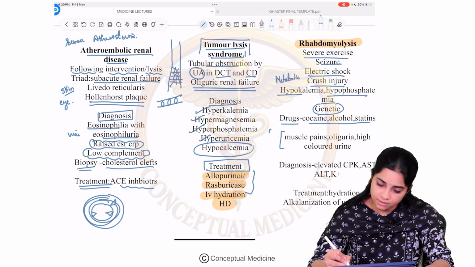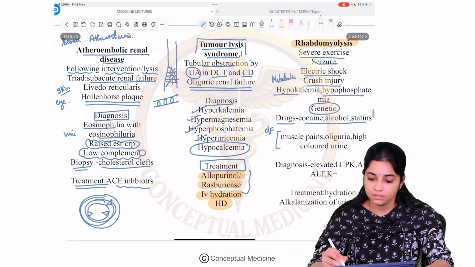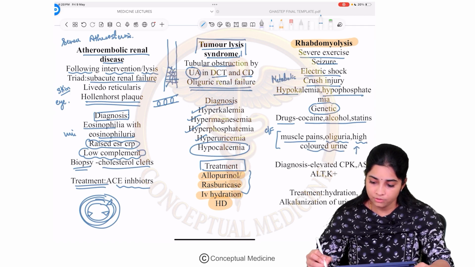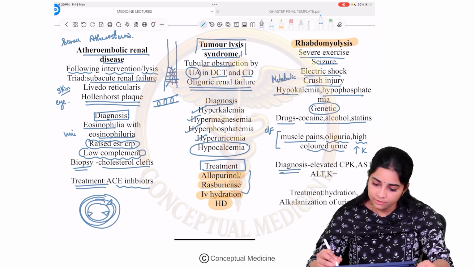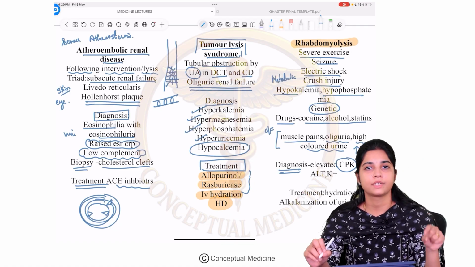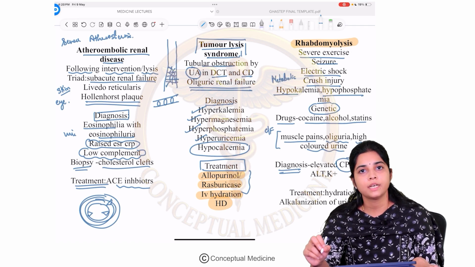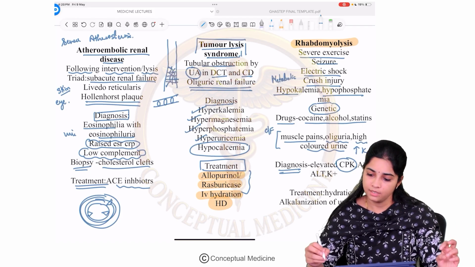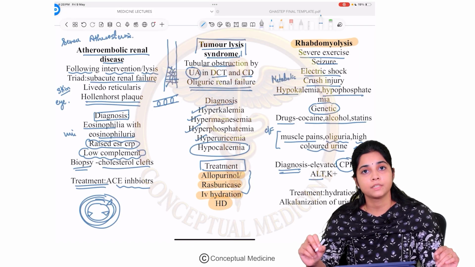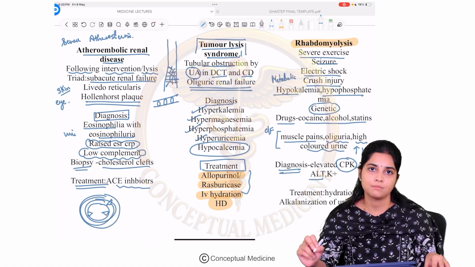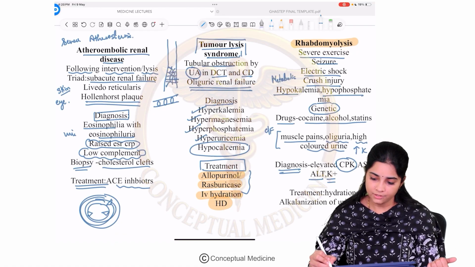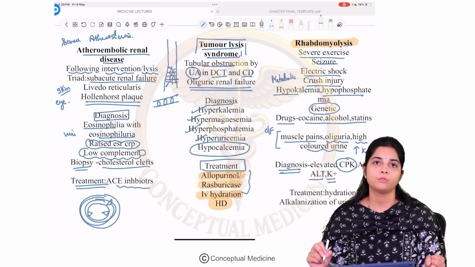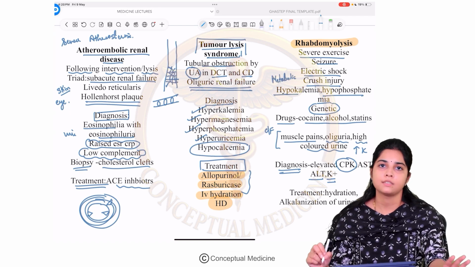So how does the patient present? What are the clinical features? They present with severe muscle pains, oliguria and high colored urine, and of course elevated potassium. How do you diagnose it? The cornerstone test that we do is your creatine phosphokinase. Elevated CPK levels basically mean that there is a problem with the muscles. Apart from that, the ALT levels will also be elevated, because whenever there is muscle damage, ALT can go up, and the potassium is also elevated. Right? So in the background of this clinical scenario, with this kind of a picture, you have to think of rhabdomyolysis as the cause of AKI.